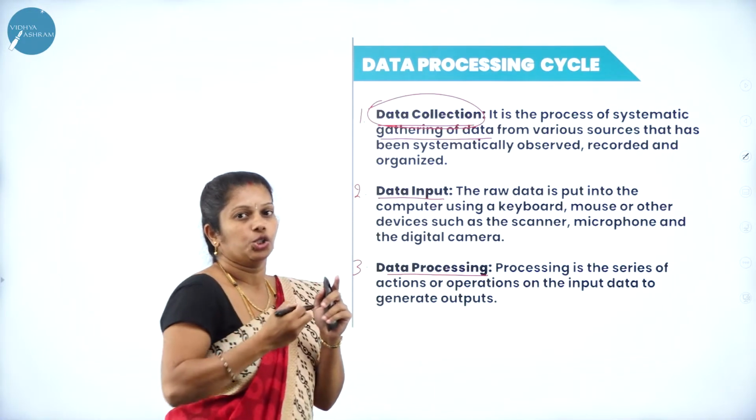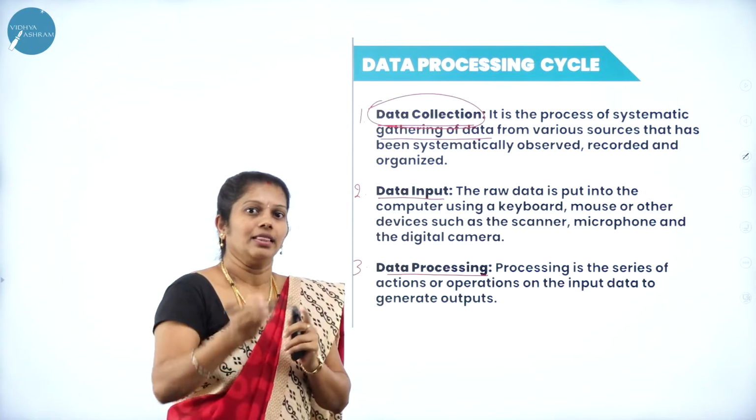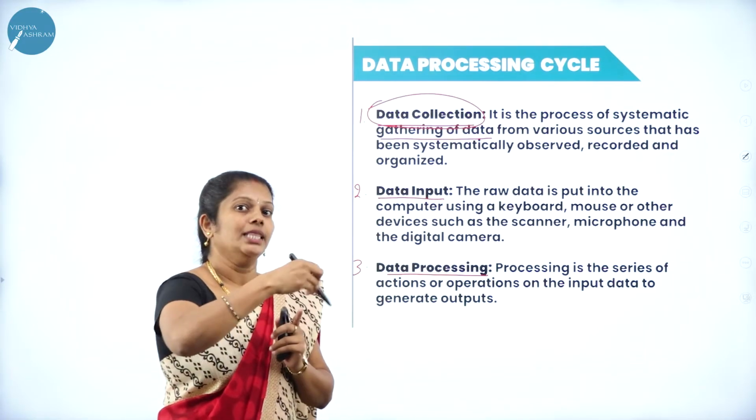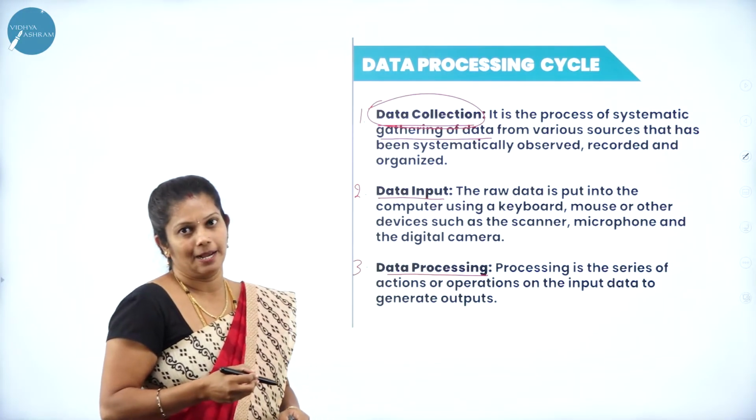Okay, first I have to switch on the stove. Second, I have to keep the bowl above that. Then I have to put water. Then dal. Afterwards, vegetable. Those actions, that work, can be called as data processing.